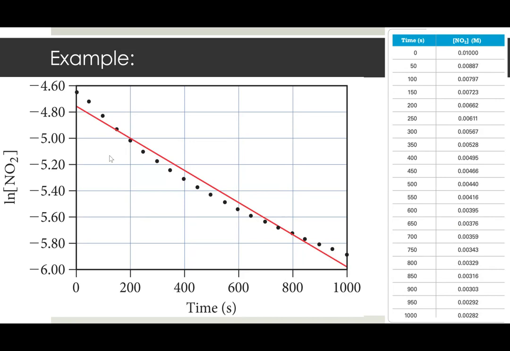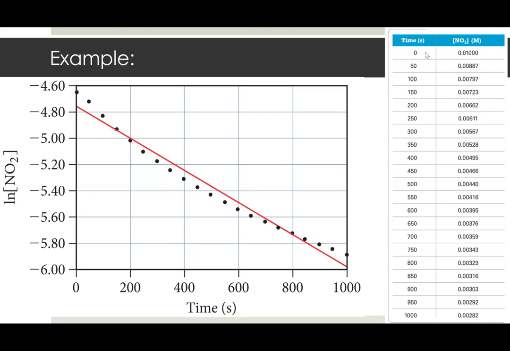Okay. So let's take a look at how we can use experimental data to determine the order of a reaction. Let's say that I did a chemical reaction and I monitored the concentration of NO2 over a given amount of time. Every 50 seconds, I measured the concentration of NO2. So I reached in, measured it, 50 seconds go by, measure again, 50 seconds go by, measure again.